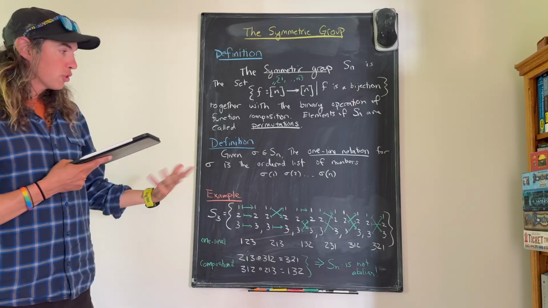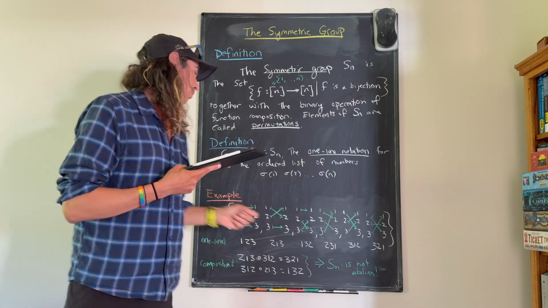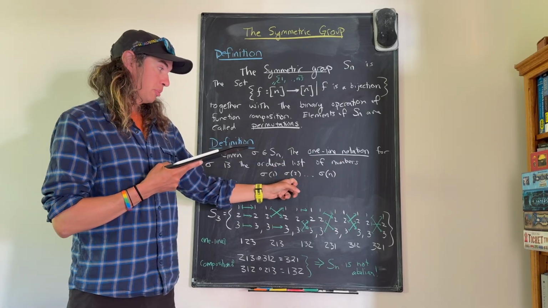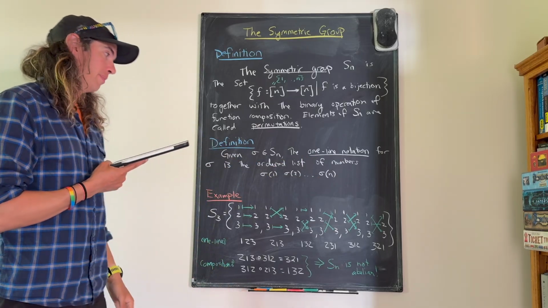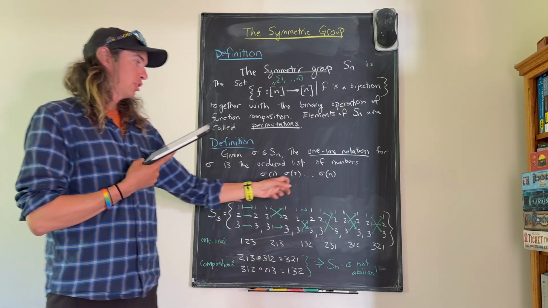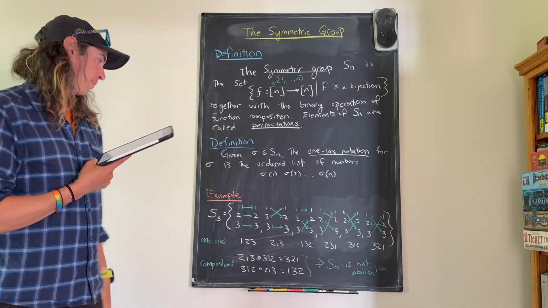The first one is the one-line notation for sigma. It's just the ordered list of numbers sigma of 1, sigma of 2, all the way through sigma of n. So if you want to know where 1 goes, it's just the first number. Where does 2 go under sigma? It's just the second number in the list, etc.